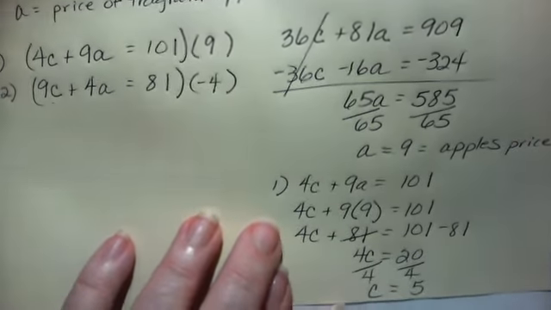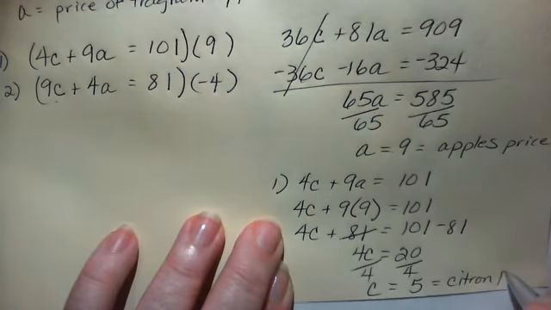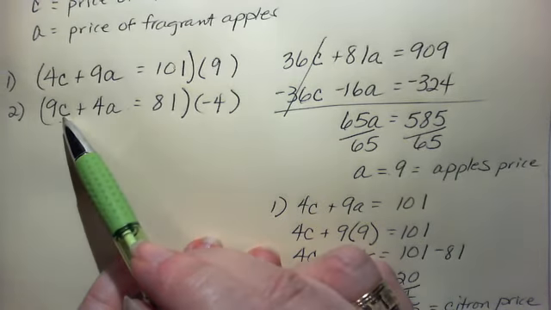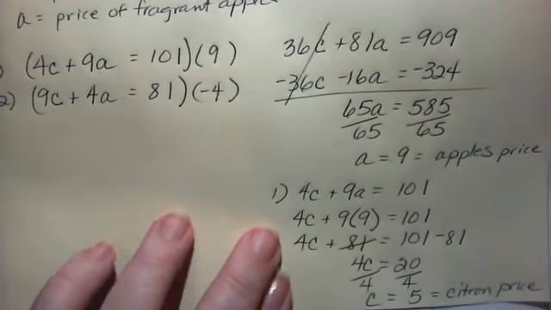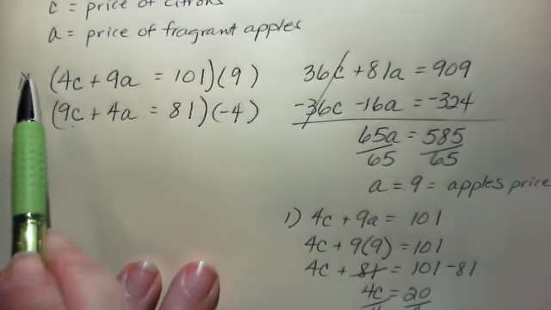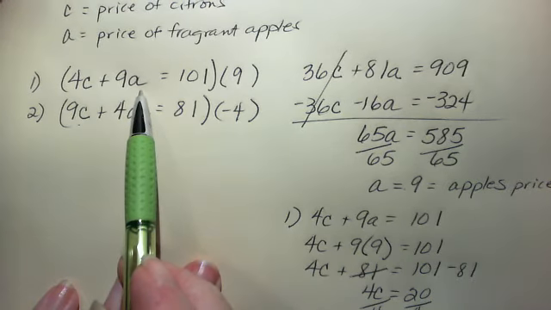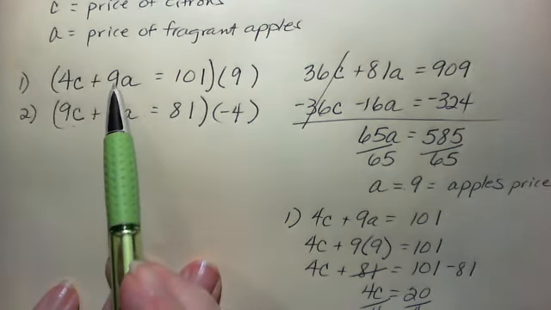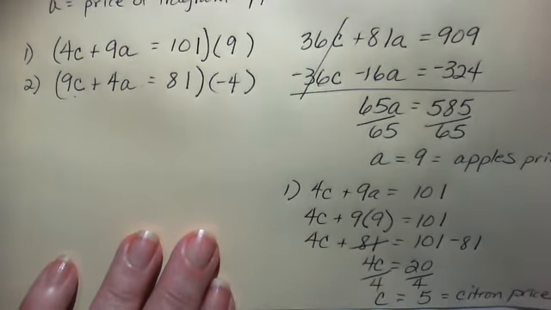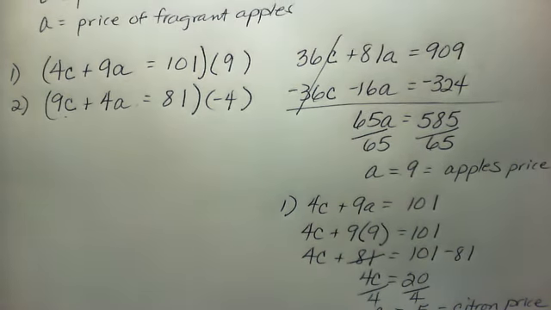And now c equal 5. Remember, that is the citron price. It's not a number of citrons. Remember, we were given the different numbers of citrons. This is the price of a citron. Alright, so let's see, does that work? Let's go back and see if that works. 4 times c, that's 5, 20, plus 9 times a, that's 9, 81. 20 plus 81 equals 101. And then you want to check it in this one also. Okay, you want to check both values in both equations to make sure that they check.